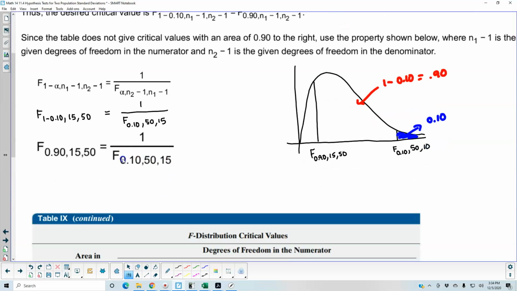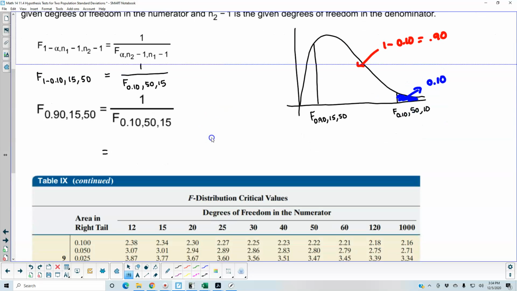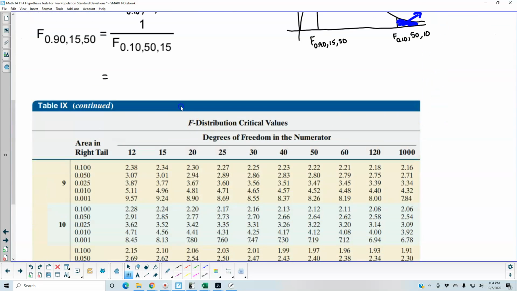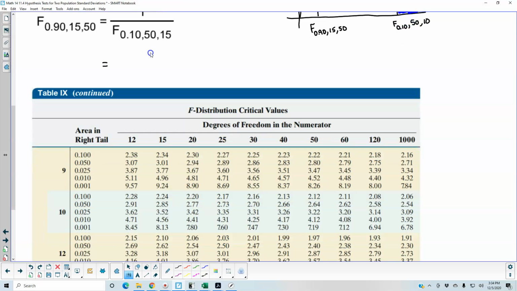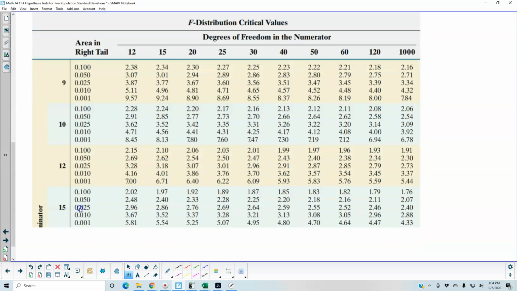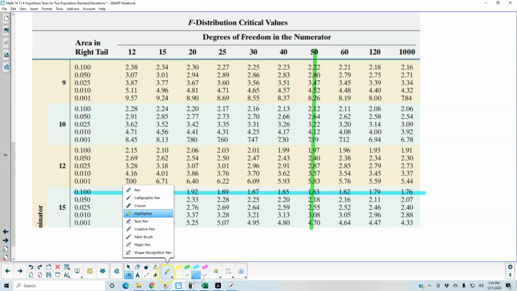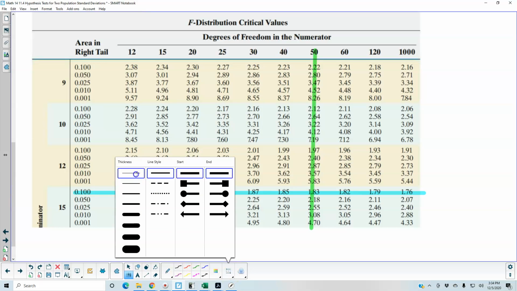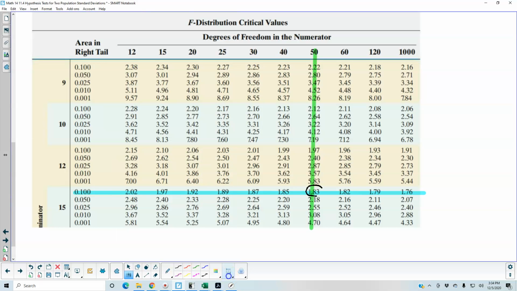Now we're going to use this information. We come down here, and we can see that the degrees of freedom in the numerator is 50 and the degrees of freedom in the denominator is 15. So let's go ahead and look at that. Here is 50, and then we're looking at 0.10. We should see that the critical value is 1.83.